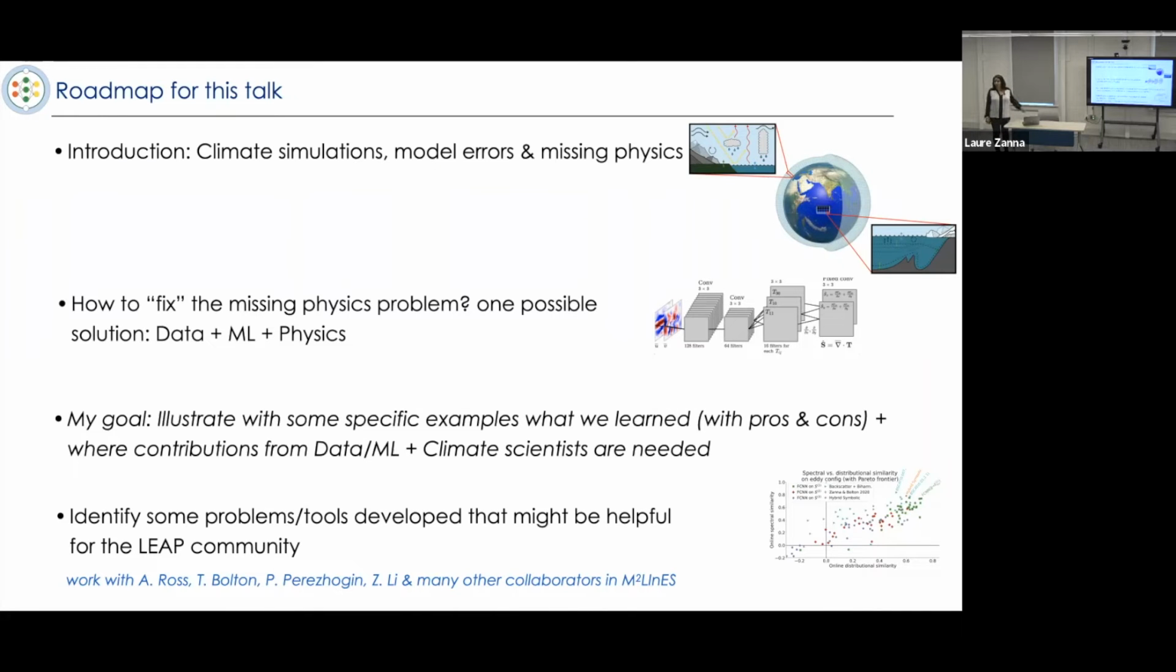And of course, the work is in collaboration with many great people, especially former students and postdocs, Andrew Rust, Tom Bolton, Pavel Perez-Hogan, and Ziwei Li, and many other collaborators through the M²LInES alliance.